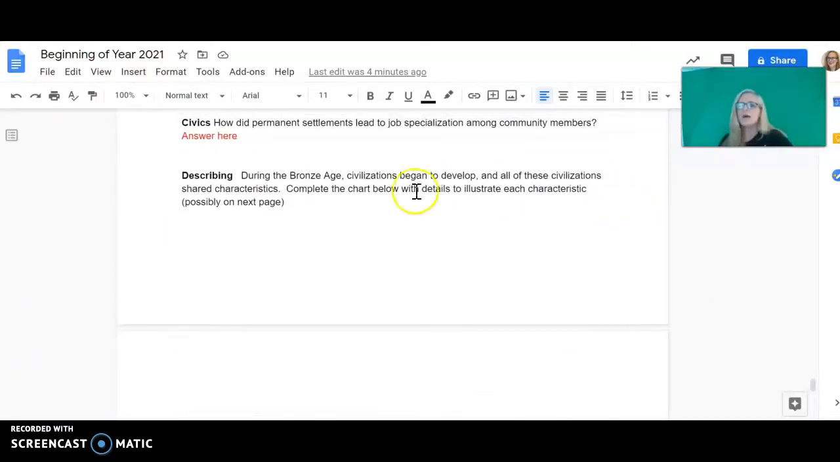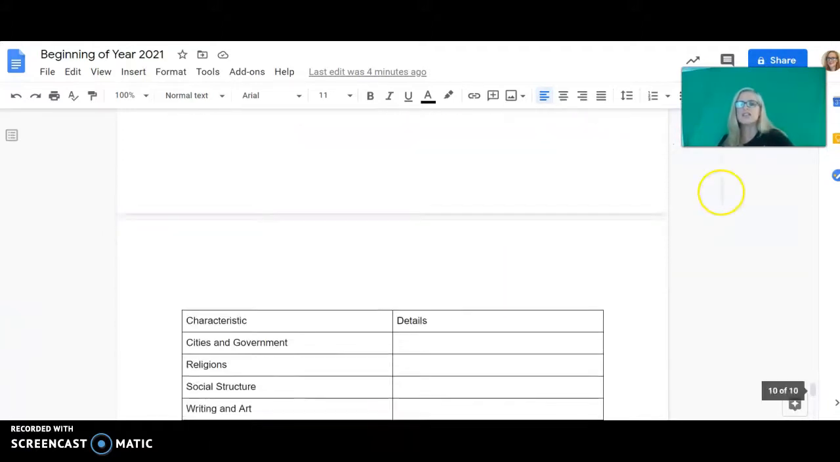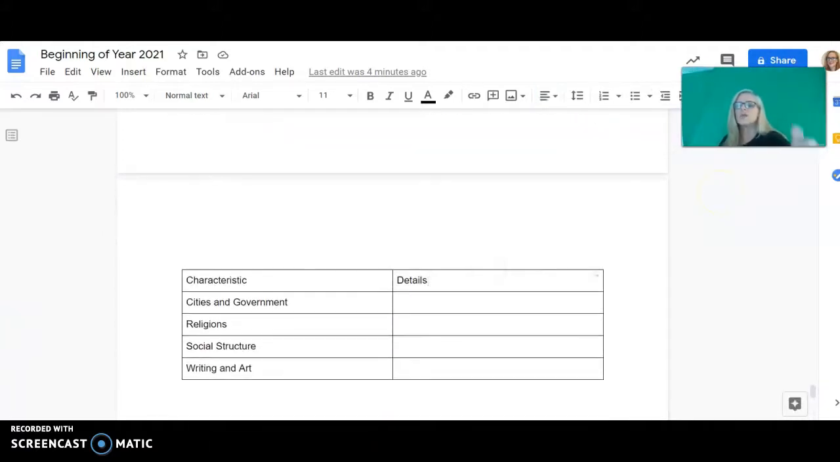Remember, complete the charts with details to illustrate the characteristics. So you're going to think, with details, you're going to think like purpose. Why did they do it? And what did it accomplish? So with cities and governments, what was the purpose? And it should have said it at the very beginning of the second paragraph that you read. Do you see it? People formed governments in order to, yeah.